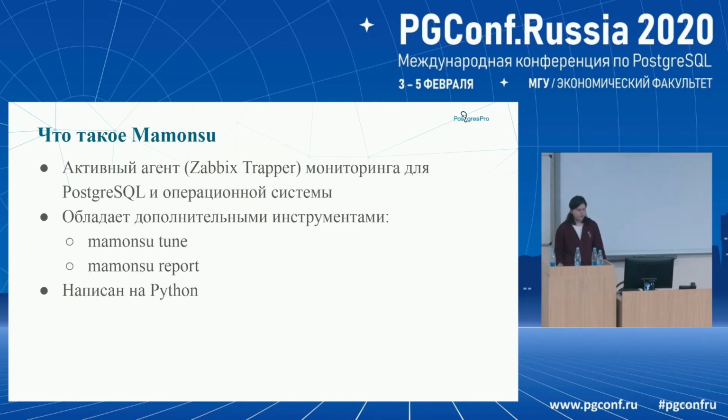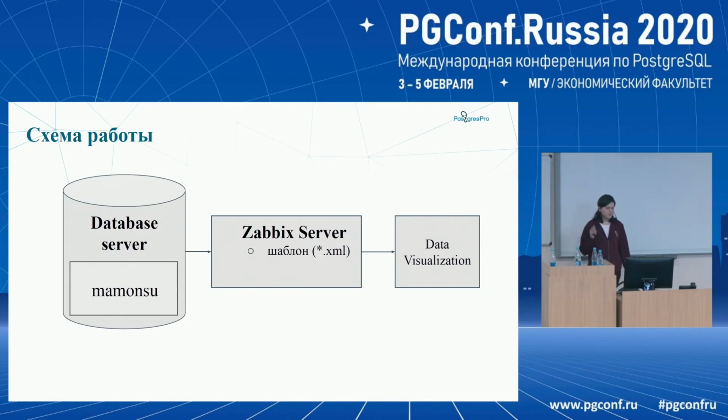So Mamonsu is an active monitoring agent for Postgres and the operational system. It collects metrics, creates a large JSON out of those and sends it to the Zabbix-server. It's written in Python, and it has additional functions like the tune command. It changes options in the Postgres configuration file and certain parameters of the operational system. The report command gives you a report about the state of the operational system and Postgres.